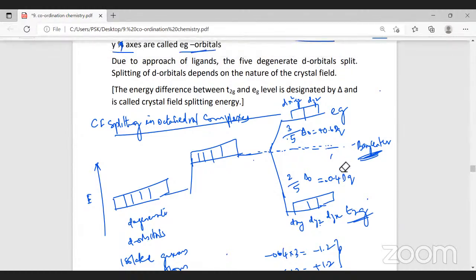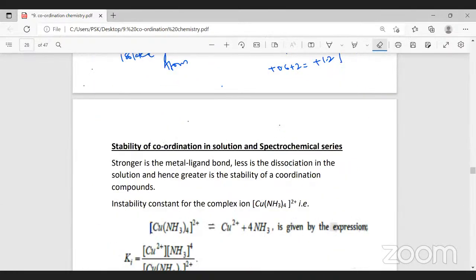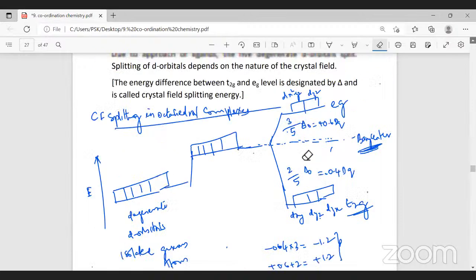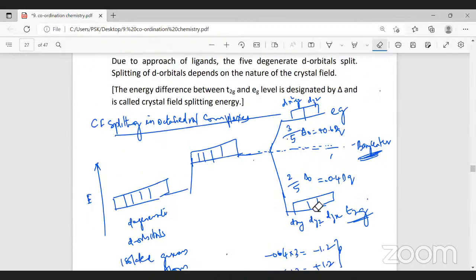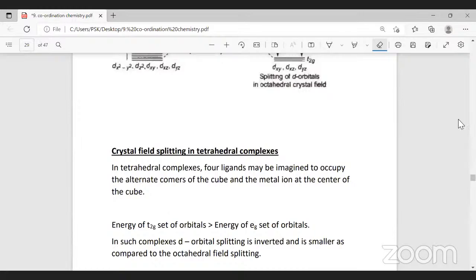I gave you the energy concepts also. So what is this minus 2? 2/5 and 3/5. All this I gave you. Now the reverse of this will be for tetrahedral splitting. I'll try to use this and explain. See here.